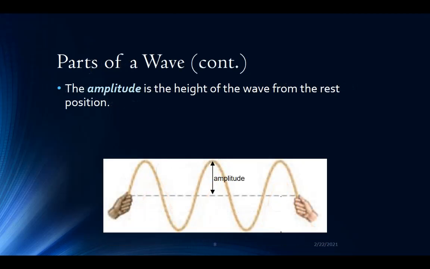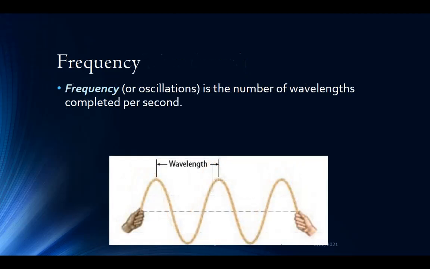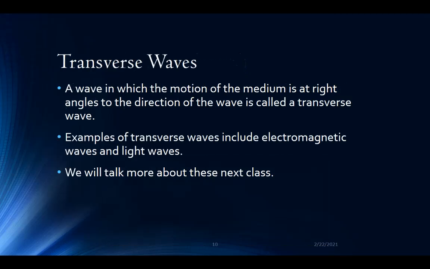When we start looking at frequency, frequency is the number of wavelengths per second. How many times does this wavelength go through in 1 second? If we think about that, that is going to be related to the period. Frequency and period are related by an equation I'll show you here in a minute.